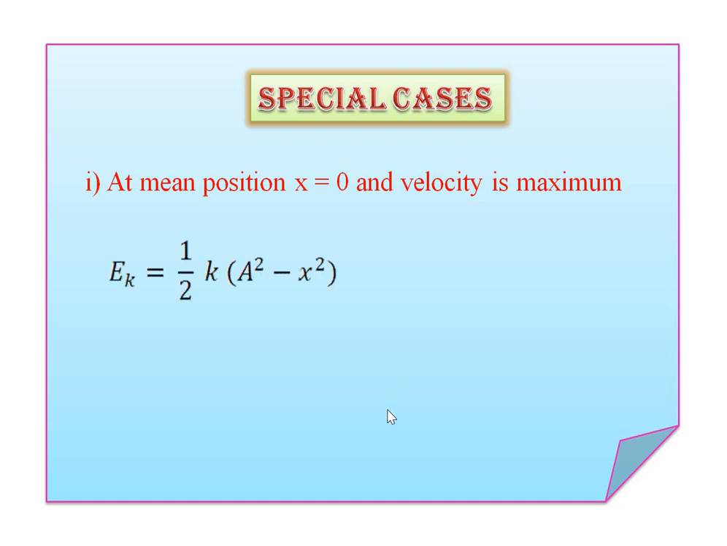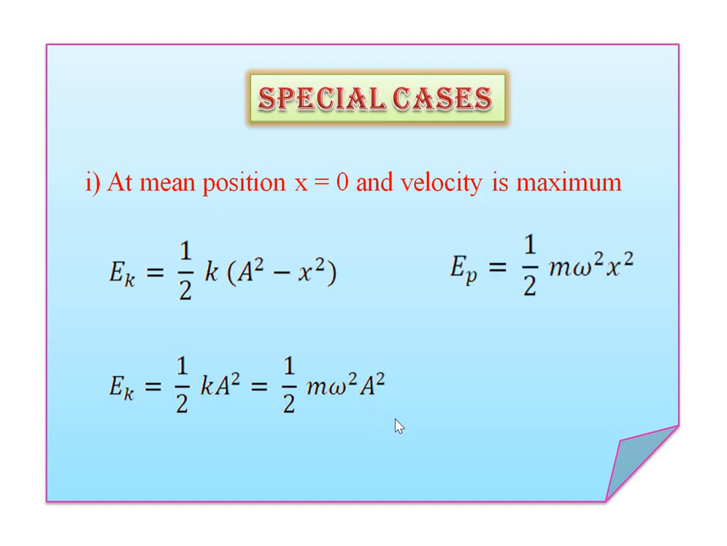From this, the kinetic energy has the formula 1/2 k into the bracket a square minus x square. Putting this x value in this equation and simplifying, we get kinetic energy equals 1/2 k into simply a square, that means 1/2 m omega square into a square. This one is the kinetic energy formula.